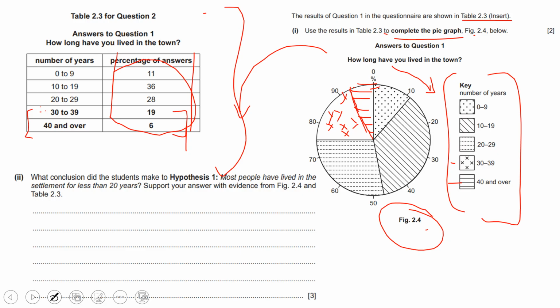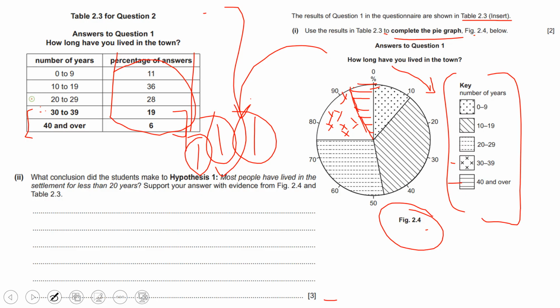Because anytime you're answering a paper 4 question, always use statistics. This is a 3-mark question. Now, a conclusion to your hypothesis is 1 mark. The general description is 1 mark. Then statistics is 1 mark. So now, most people have lived in the settlement for less than 20 years.